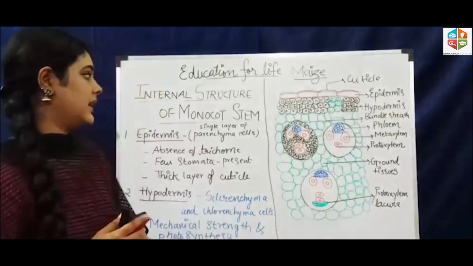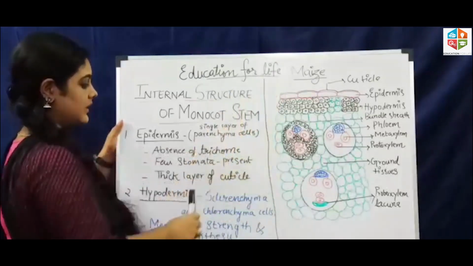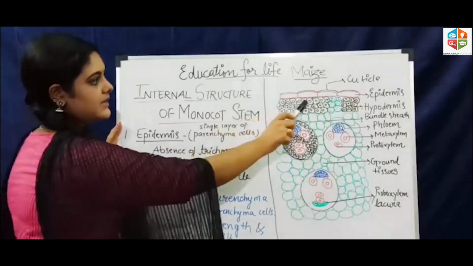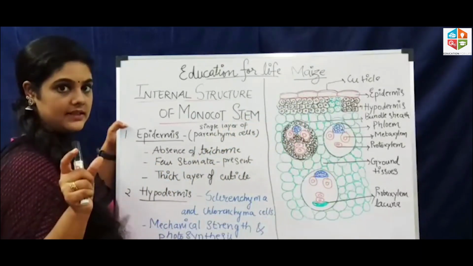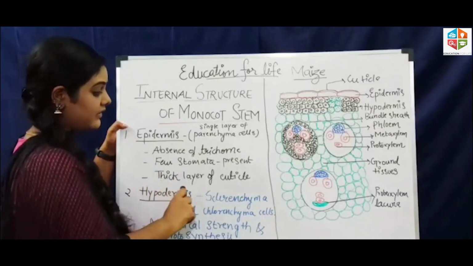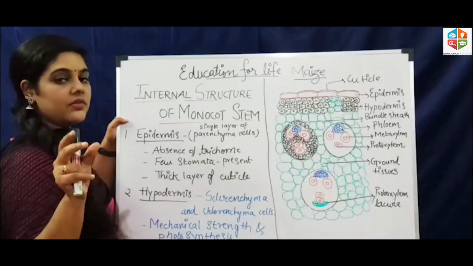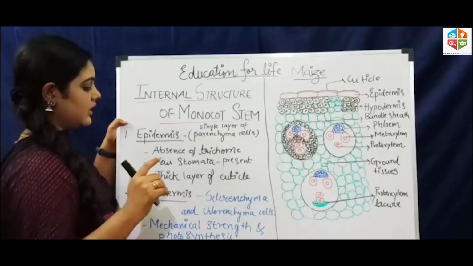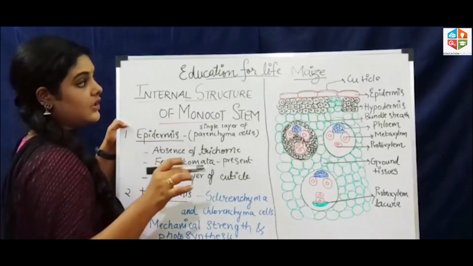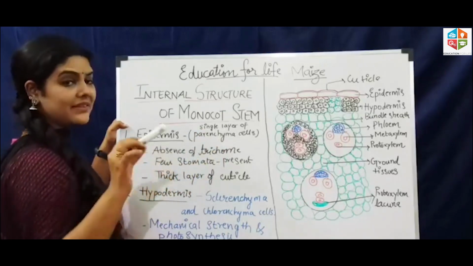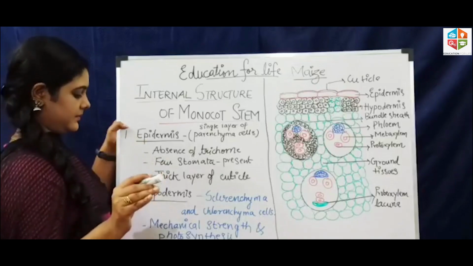So first one, the internal structure of monocot stem. This is the structure of maize. The first layer is the epidermis. The epidermis is made up of a single layer of parenchyma cells which is layered with the cuticle. Cuticle is basically for the prevention of loss of water. You will see a few stomata which help in transpiration. Then you will see that there is no trichome present in the monocot stem.